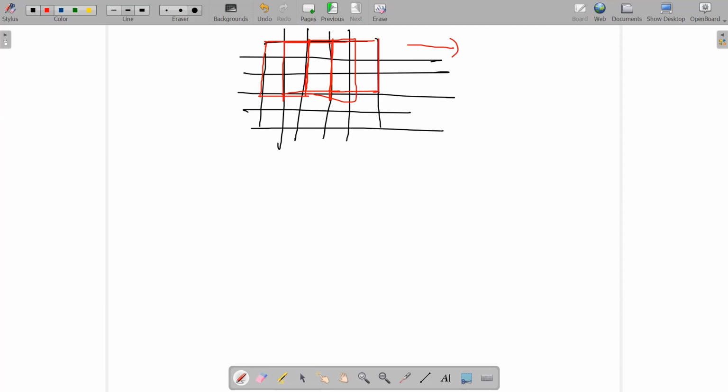3. K cross K board is there, right? Horizontally, how many boards are possible? K minus 1. Am I correct? If you go horizontally, there are K minus 1 boards possible. How many are possible in vertical positions? Tell me. Let us draw again.